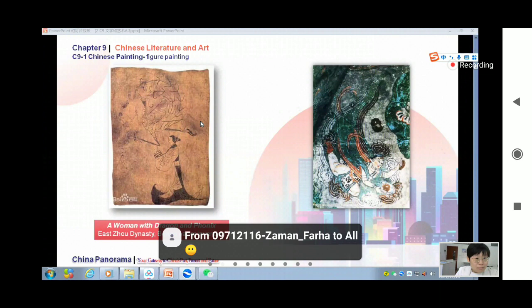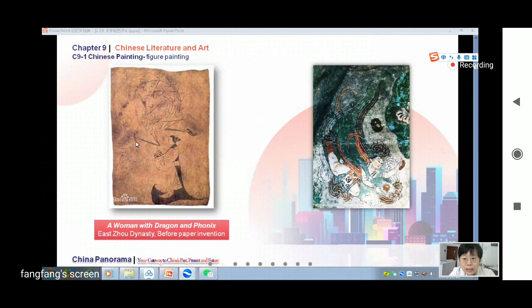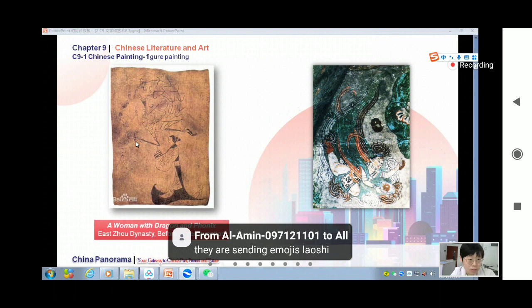So this is a Buddhism character, and before we learned about the Silk Road. On the Silk Road, there is a very, very important city called Dunhuang. Dunhuang is now in Gansu province, and it's a must-pass point on the Silk Road.